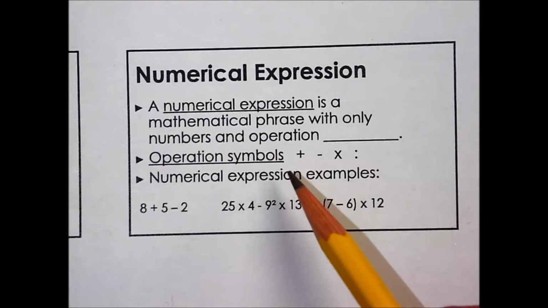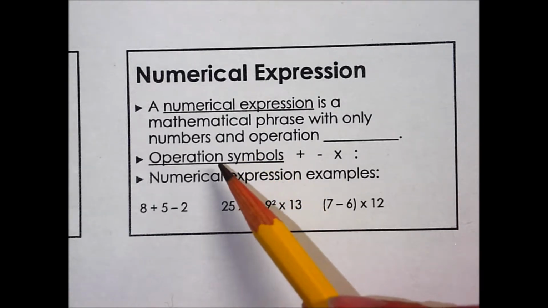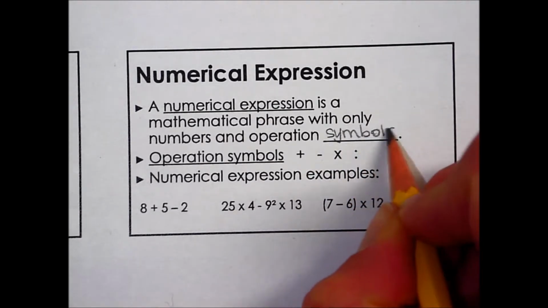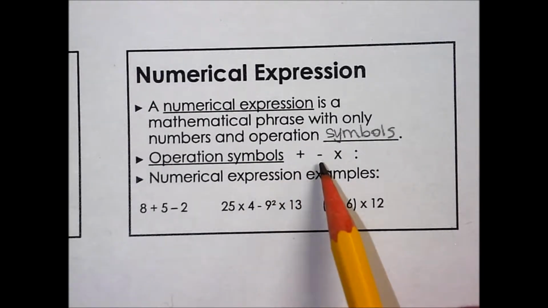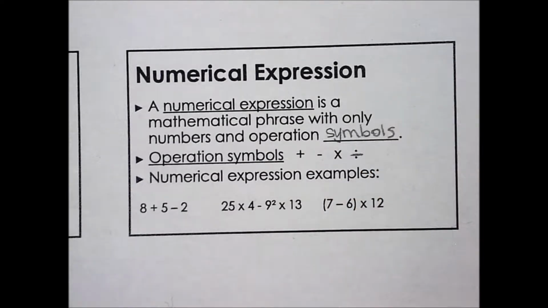So back to the numerical expression. It's a mathematical phrase with only numbers and operation symbols. These operation symbols are very familiar: plus, minus, times, and divided by. Go ahead and add your bar in your divided by symbol. Here are some examples of numerical expressions: 8 plus 5 minus 2, 25 times 4 minus 9 squared times 13, 7 minus 6 times 12.